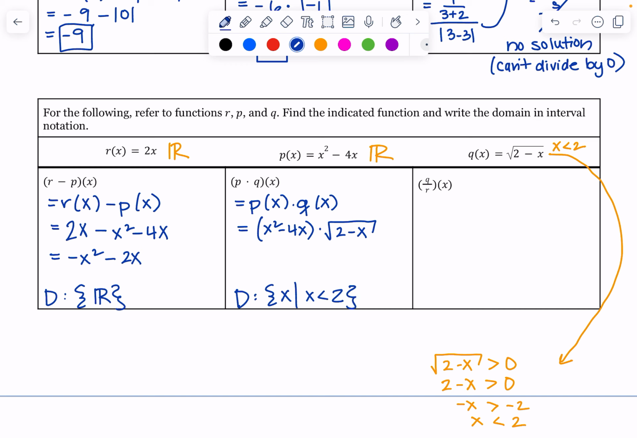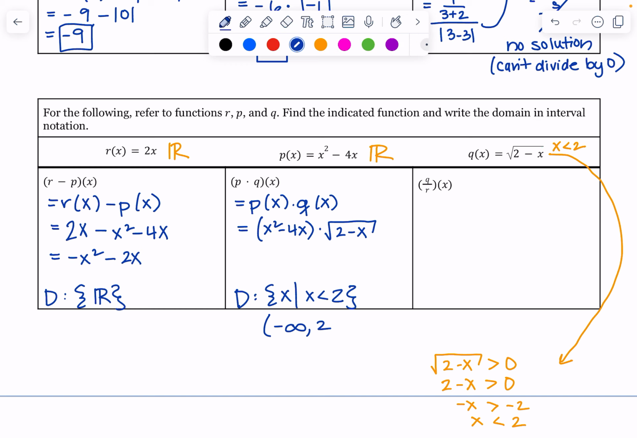And if we wanted to write it in interval notation, the domain would be negative infinity up until 2, not included. Because if we plug in, well, I guess we would include it, because if we plug in a 2 here, we'd have a 0, which is fine. So we will include the 2.